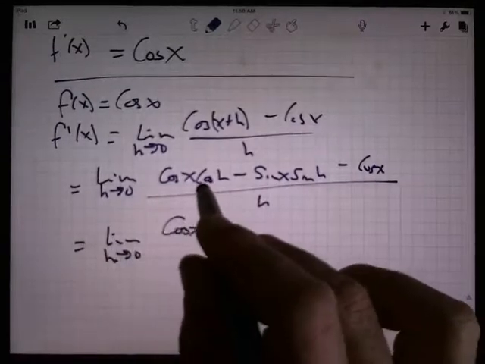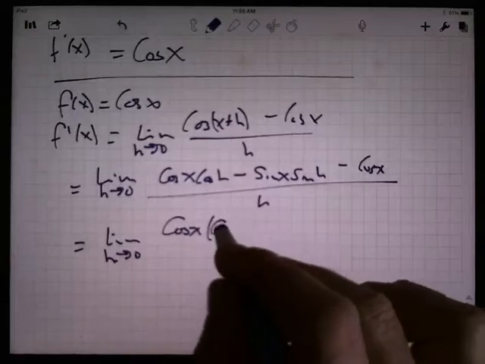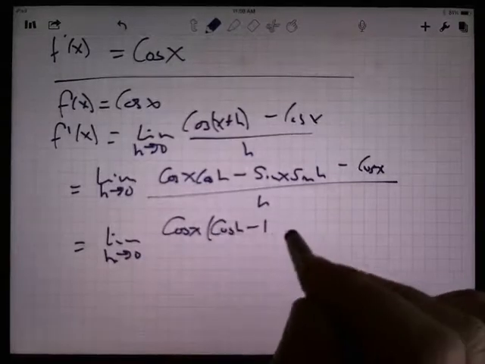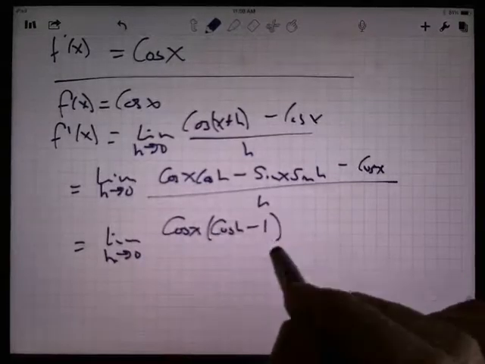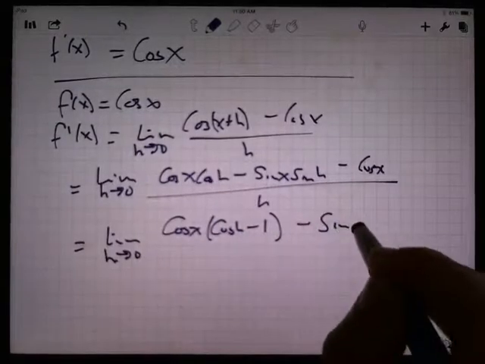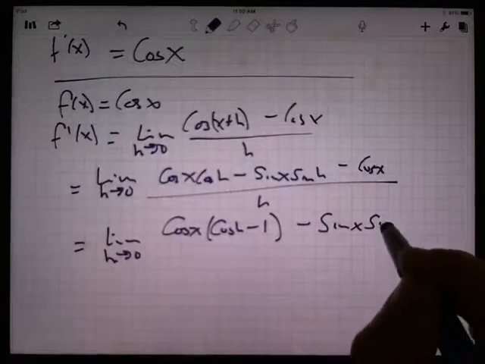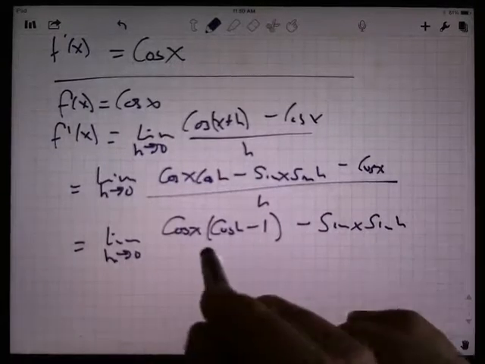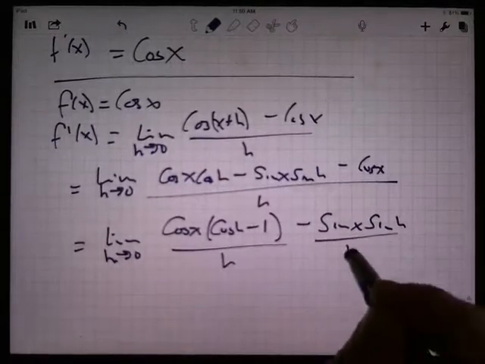Cosine x, I'm factoring out just from the first one and the last one there. So I've got a cosine h minus 1, cosine h, and then a minus 1 from there. And then I've got a minus sine x times sine h. And the whole thing is divided by h, so I'm going to divide each piece by h.